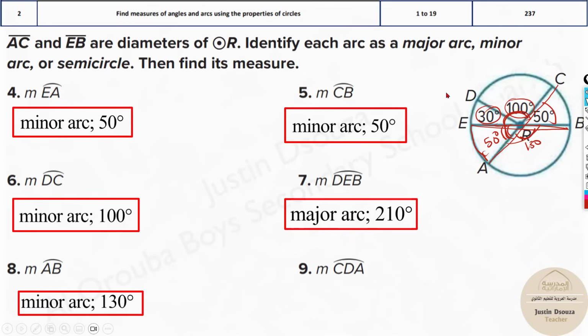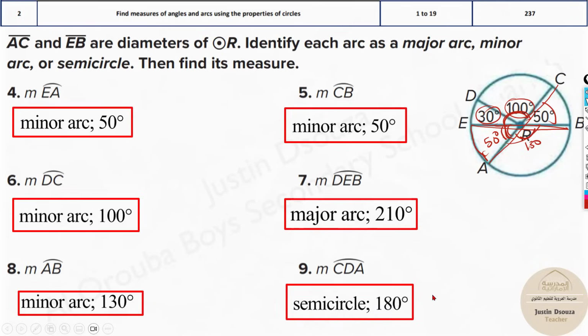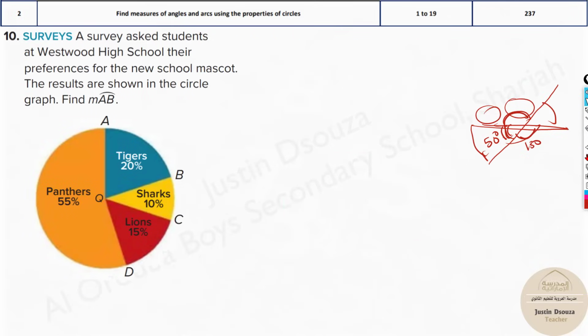And CDA, that would be a semicircle, 180 degrees. So that's the answers. And now we have over here a circle, and they have given us percentages.